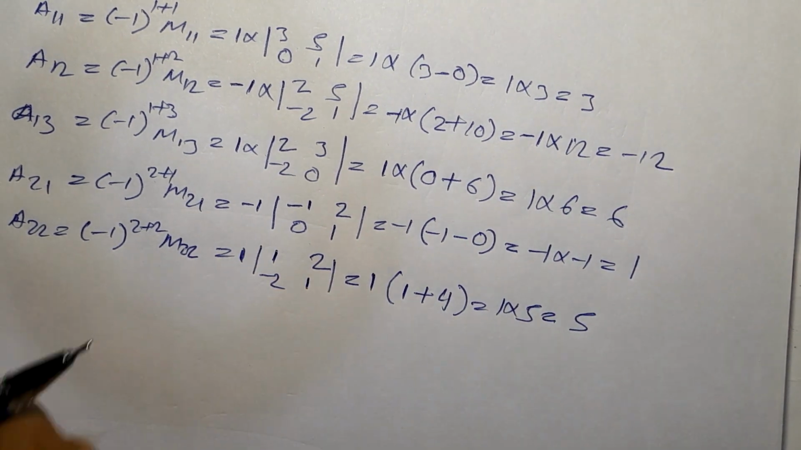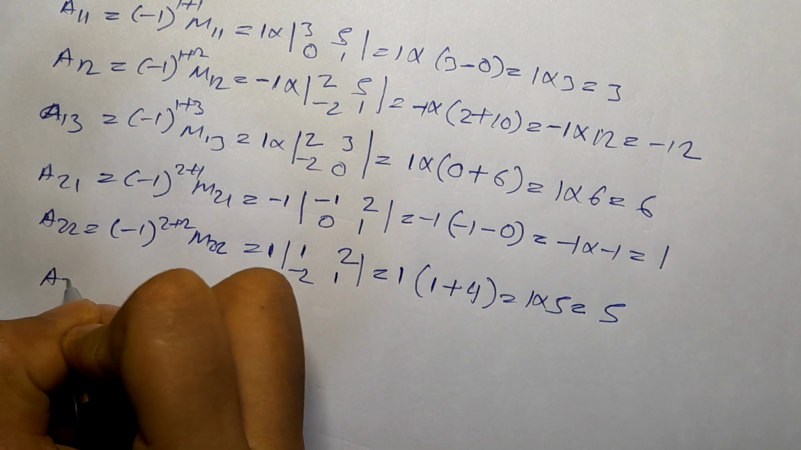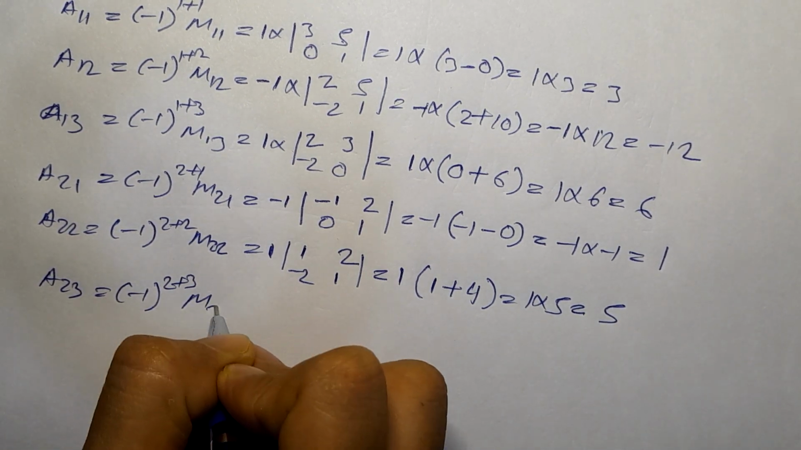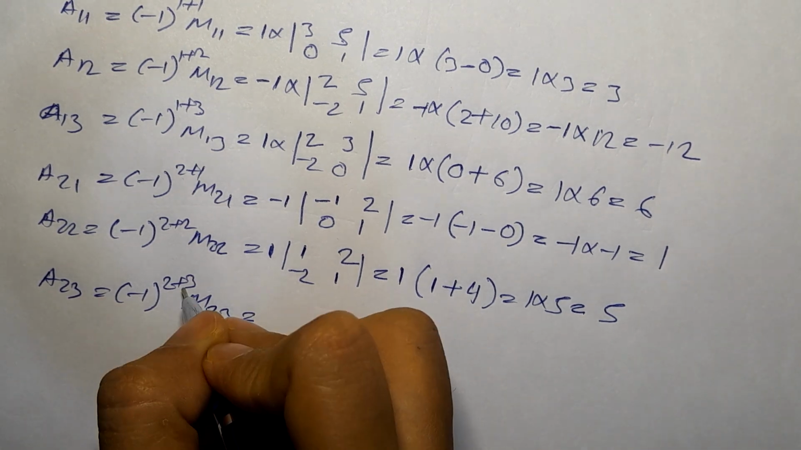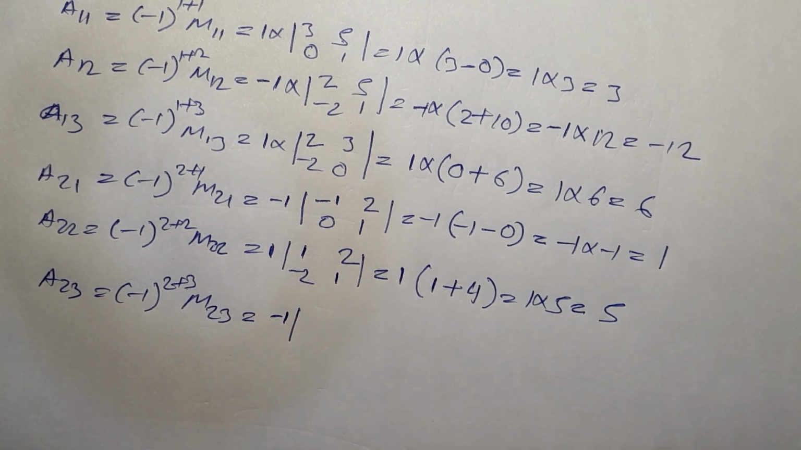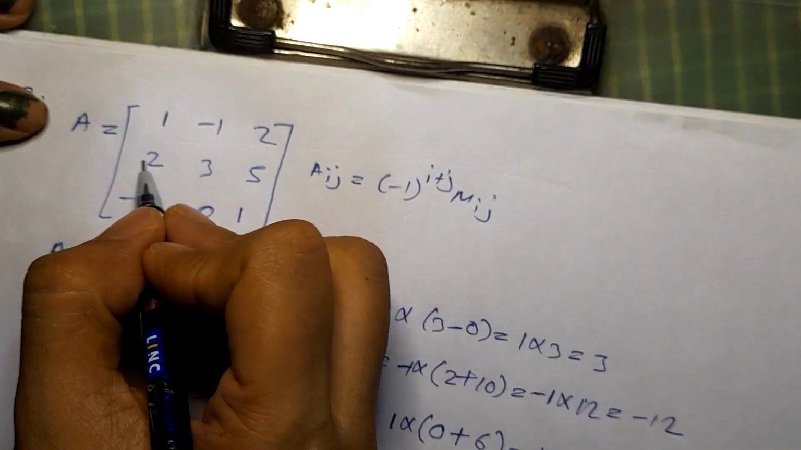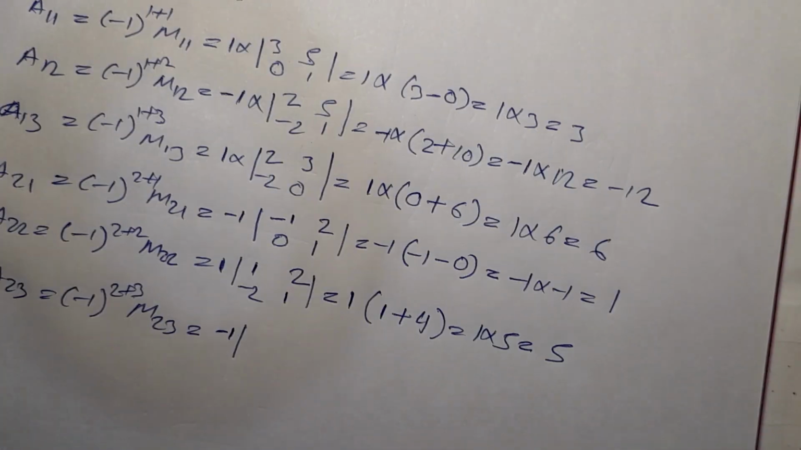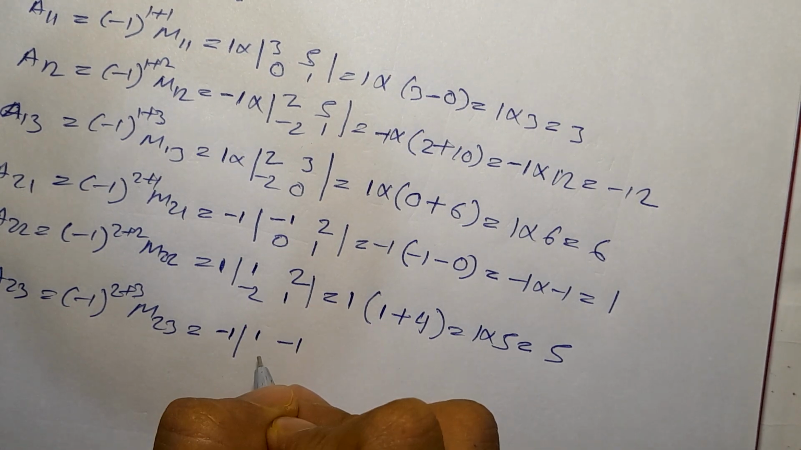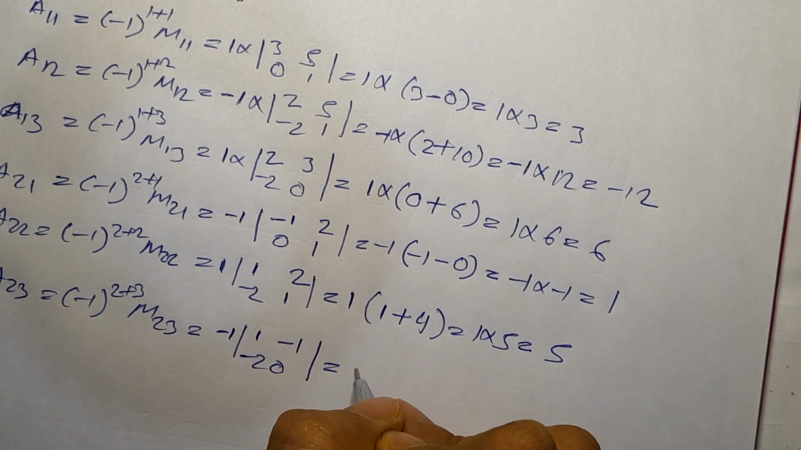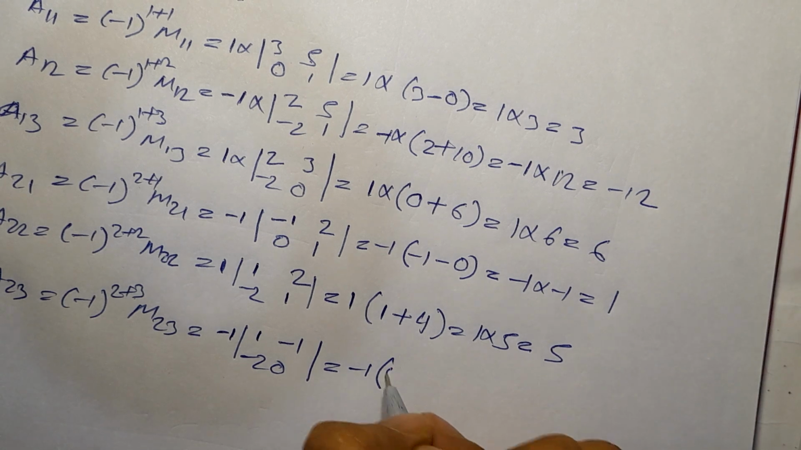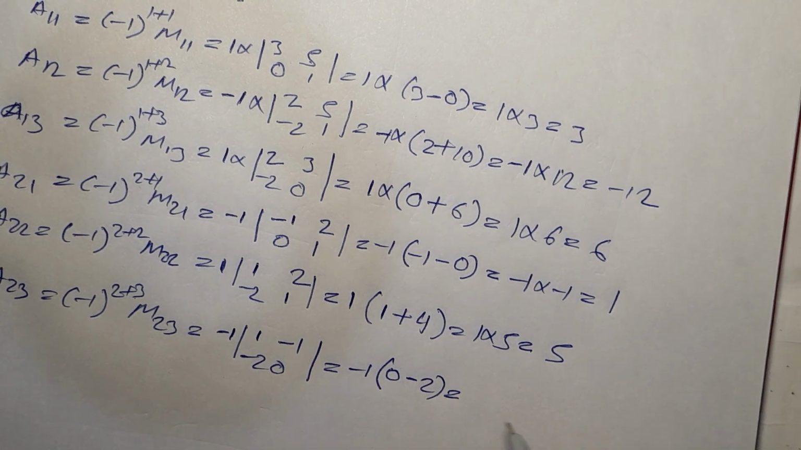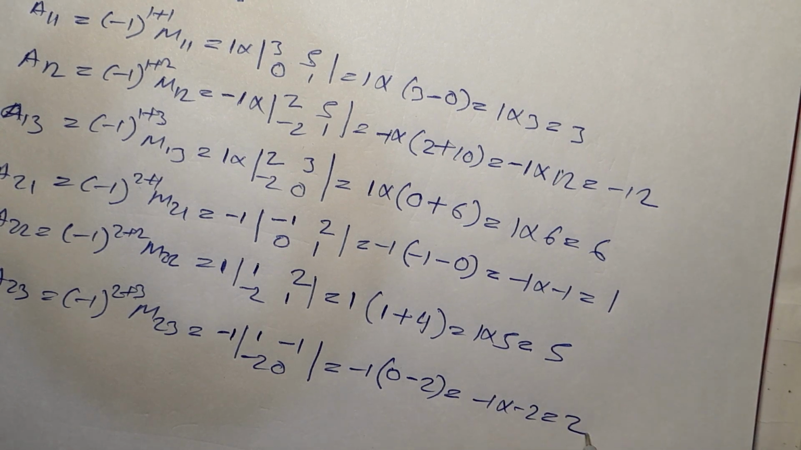Now A23, that is (-1) power 2 plus 3 M23, it will be -1, bracket, eliminate second row and third column. 1, minus 1, minus 2, 0. That is equal to minus 1 bracket, 0 plus, and it will go again minus 2, is equal to minus 1 into minus 2 is equal to 2.